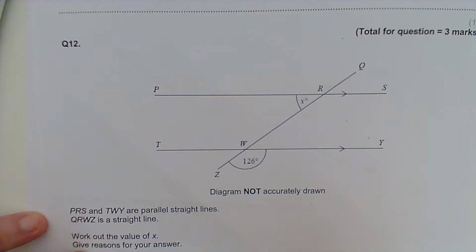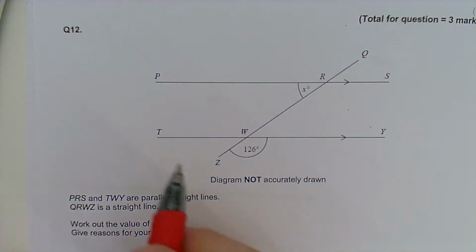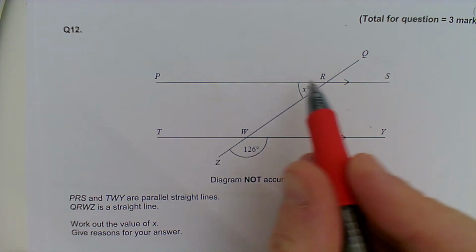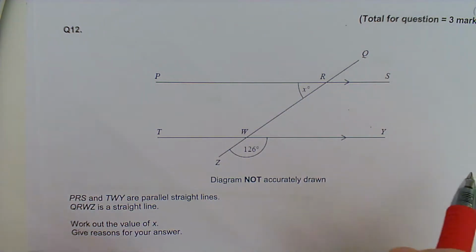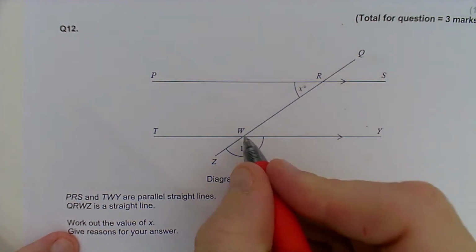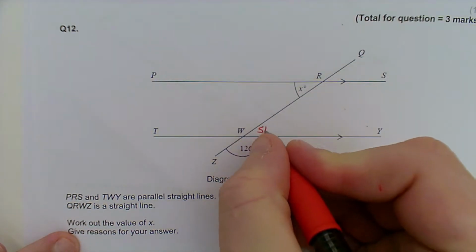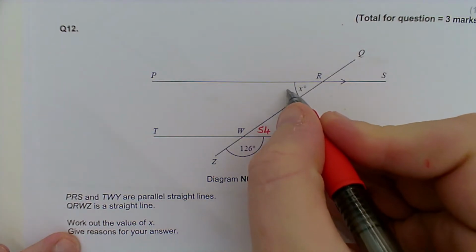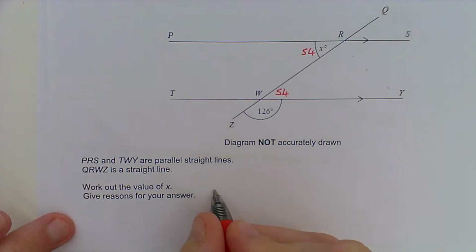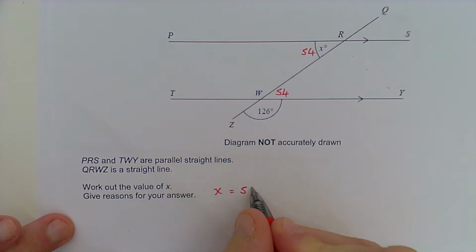Question 12. We've got this question, and it's angles in parallel lines. I can see straight away I've got angles in parallel lines. I've got to find x. Well, don't forget, you can write all over this if you want. You can start off by, for example, finding angle 180 minus 126. So I can find this angle here, RWY, by getting that as 54. And then therefore I can see straight away this is going to be 54. So I know x is 54 degrees.